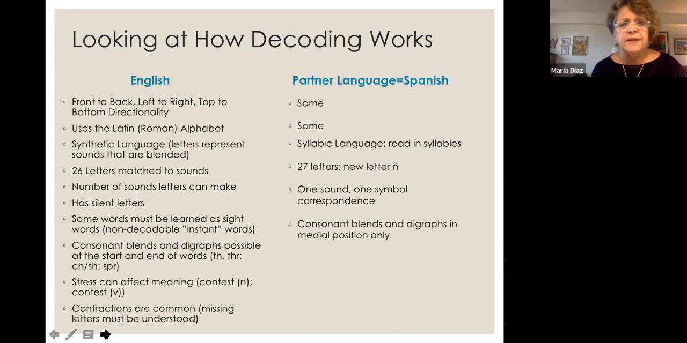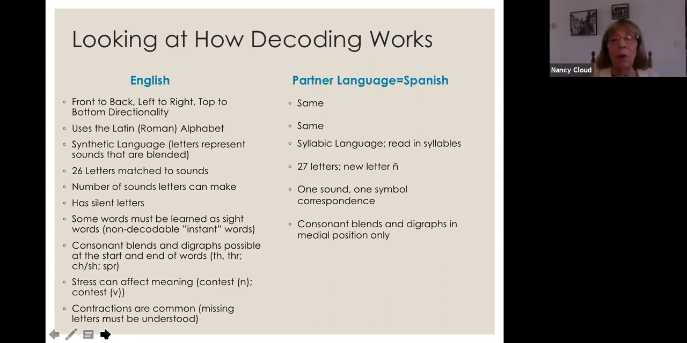So clearly you'll see how decoding works comparing the English to the Spanish. And we want you to have this list in your head. We didn't complete it. We want you to be thinking about these differences. Make sure that everyone working in the program understands these differences. And also where there's great similarities between the languages, we want parents to understand that.